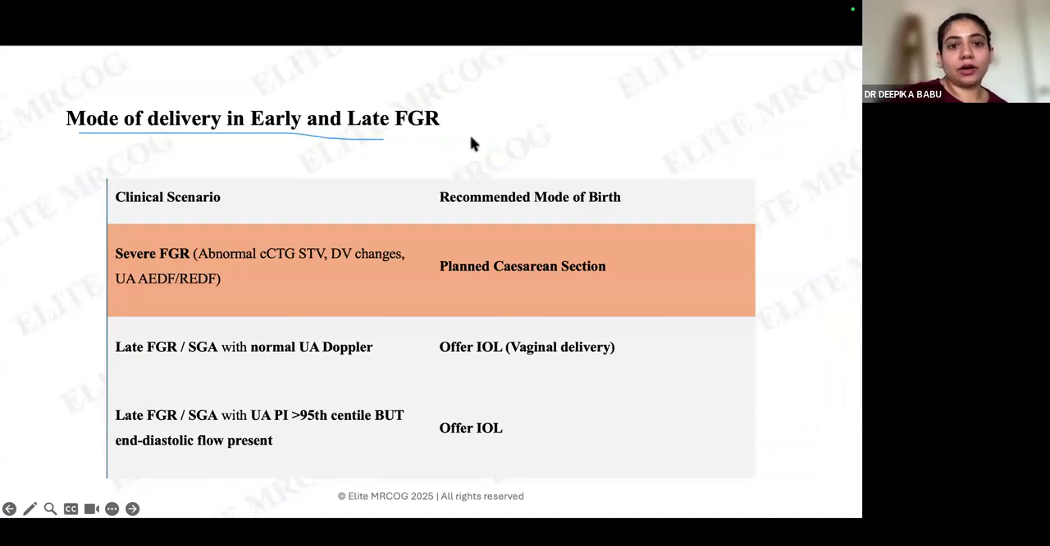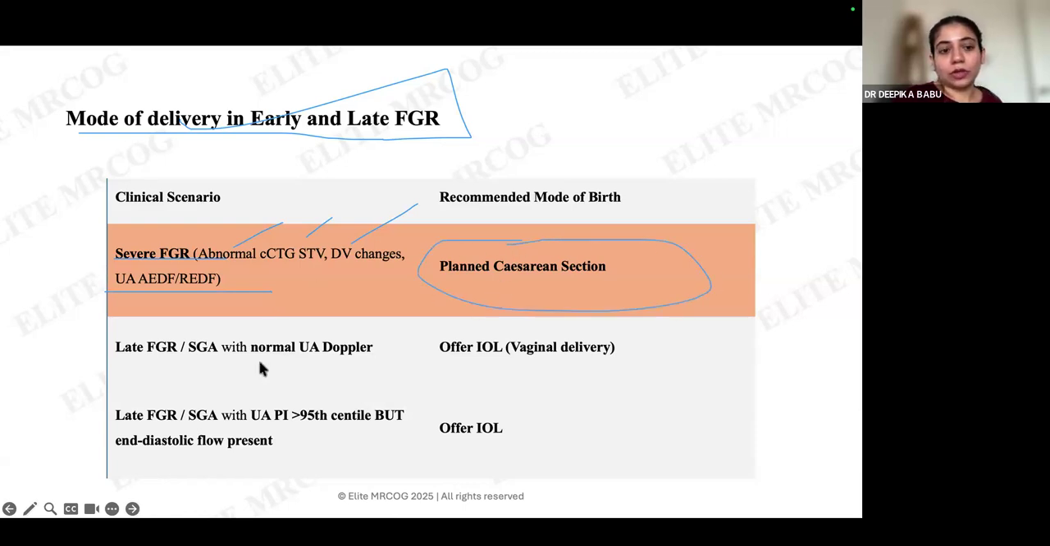The mode of delivery in early and late onset FGR. Severe FGR is abnormal computerized CTG changes like abnormal short-term variation, or repeated, unprovoked spontaneous decelerations. Ductus venosus changes are present. Umbilical artery is showing absent or reversed end-diastolic flow. Then it is a planned cesarean section.